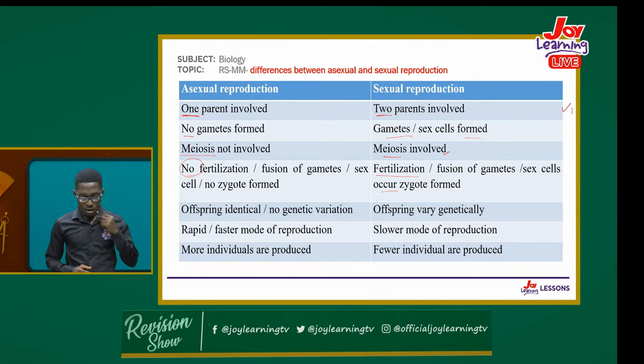Now, offsprings are identical in asexual reproduction because it's one parent giving rise to the same organism, and it's the same chromosome that has replicated and gives rise through cell division. You find out that the daughter cells or the offsprings always resemble the mother exactly.